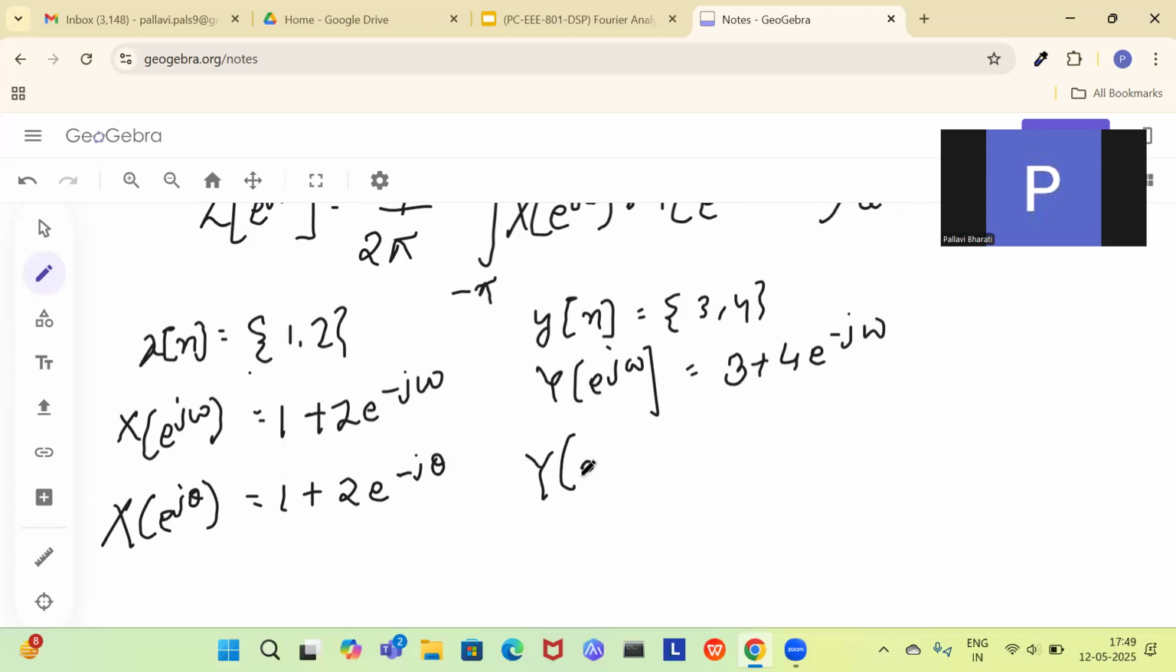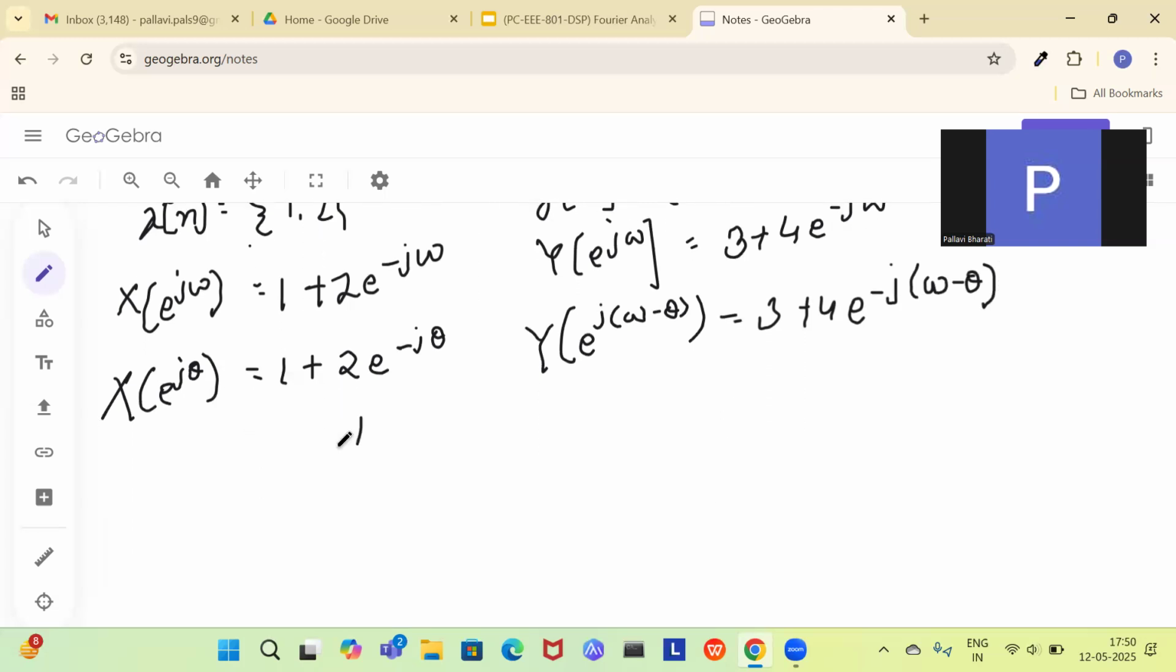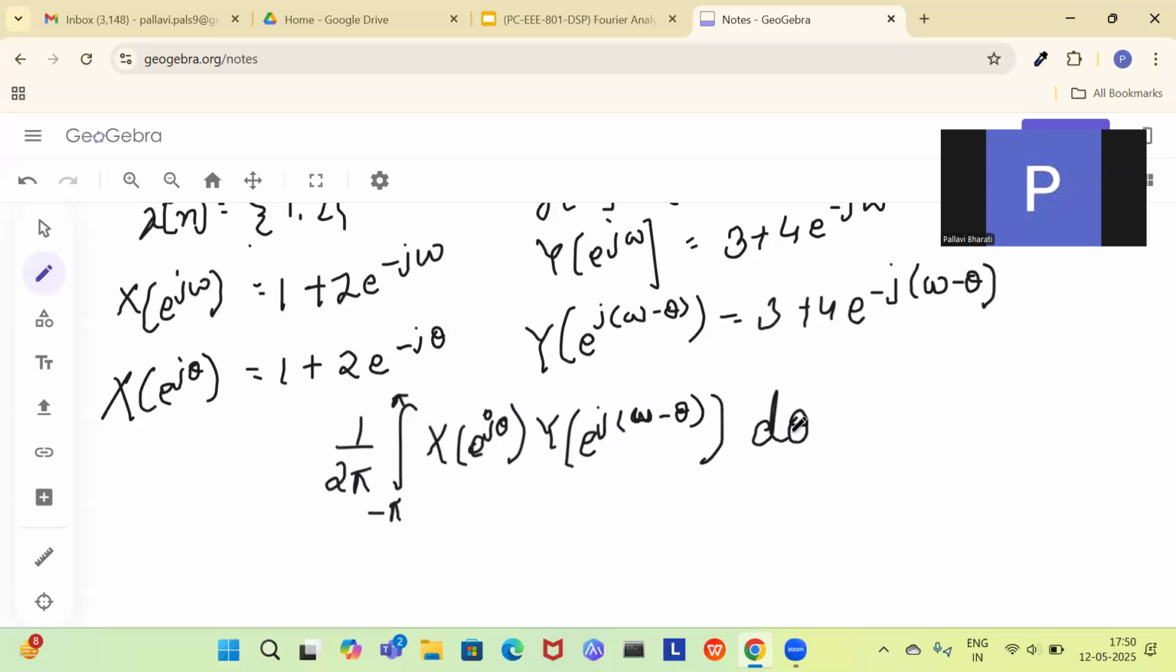And if you replace this omega with omega minus theta, then you will have to do the same thing for this side also: 3 plus 4 e to the power of minus j (omega minus theta). Now we will do the convolution. So while doing the convolution, what is going to happen? 1 by 2 pi, integral from minus pi to pi, X of e to the power j theta into Y of e to the power j (omega minus theta) d theta. So you are integrating with respect to theta.